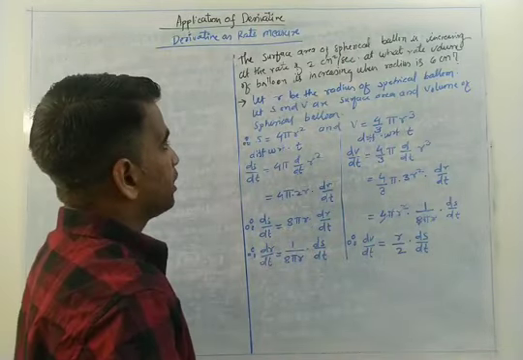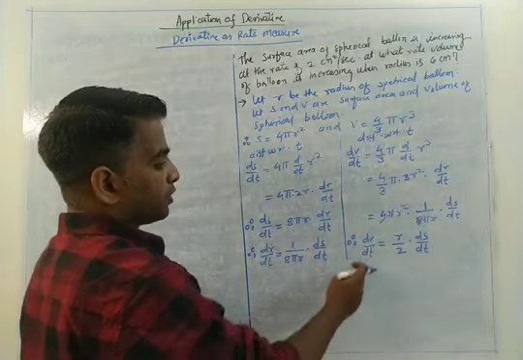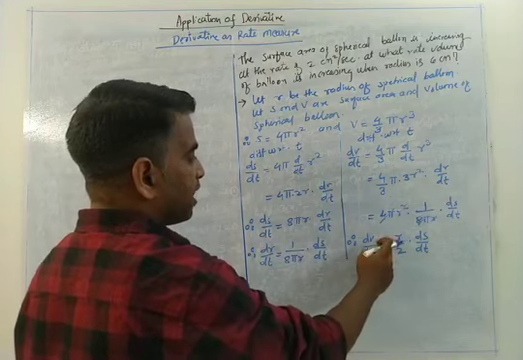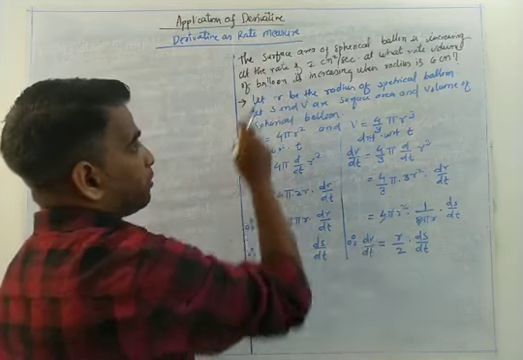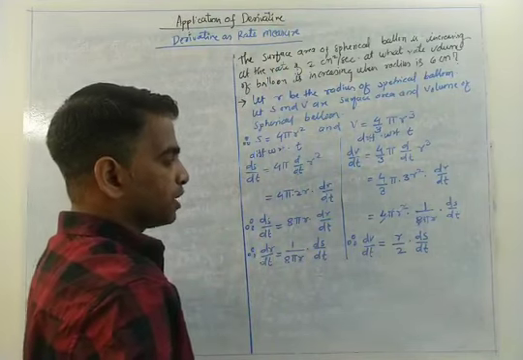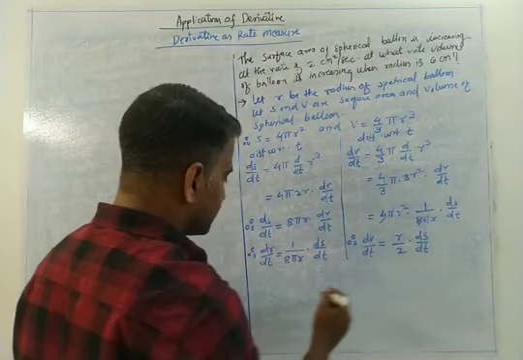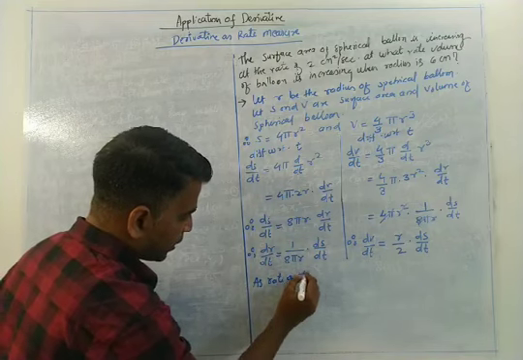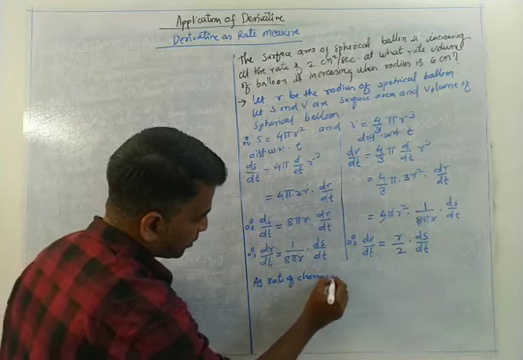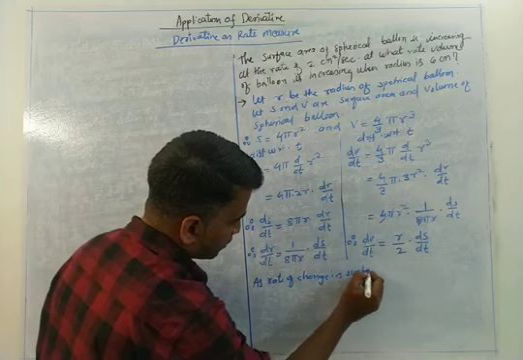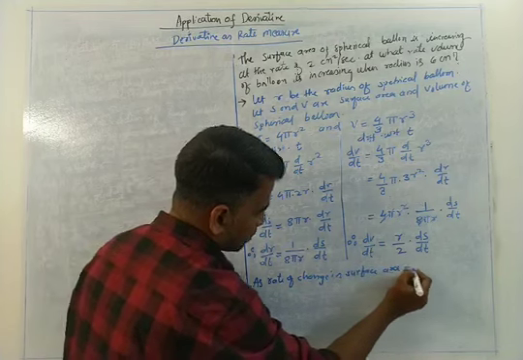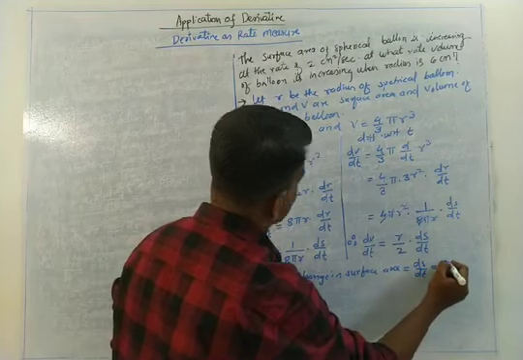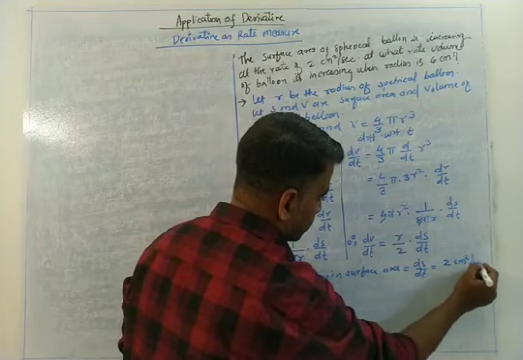Now what are they asking? The rate of change in volume. So we have to find dV by dt when the radius is 6 cm, so the value of r is 6. The rate of change in surface area is also given, that is dS by dt is equal to 2 centimeter square per second.